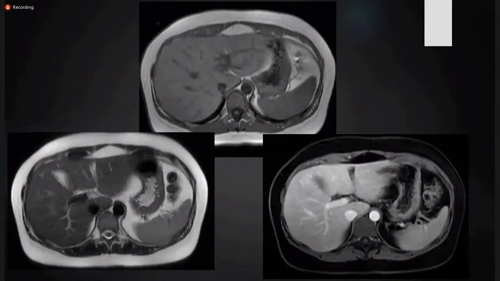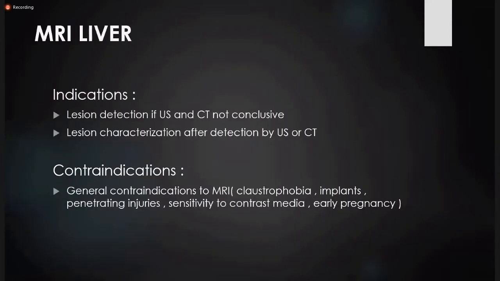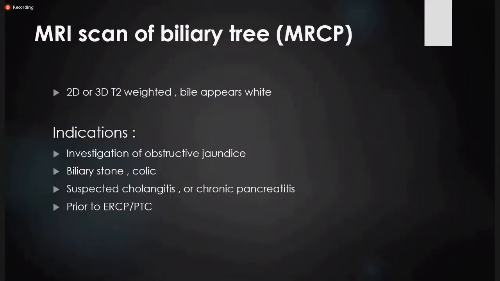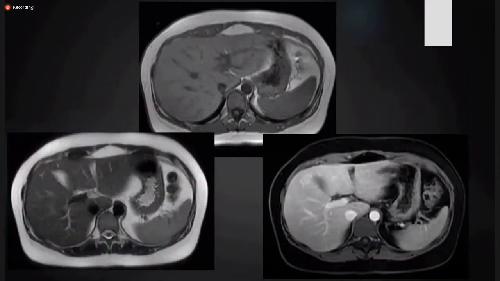This is how the liver looks in an MRI. Firstly is the T1 weighted image, second is the T2, and third is the T1 post-contrast image. You don't have to go into the details, it's just for your information to see, but you should know indications. Why are you prescribing MRI? Again, MRI is also usually done in a triphasic pattern for liver lesions.